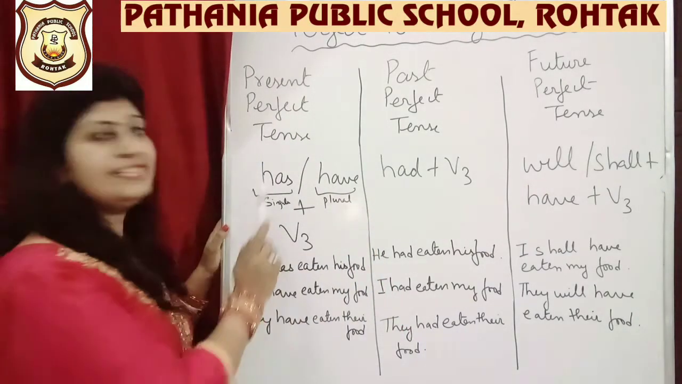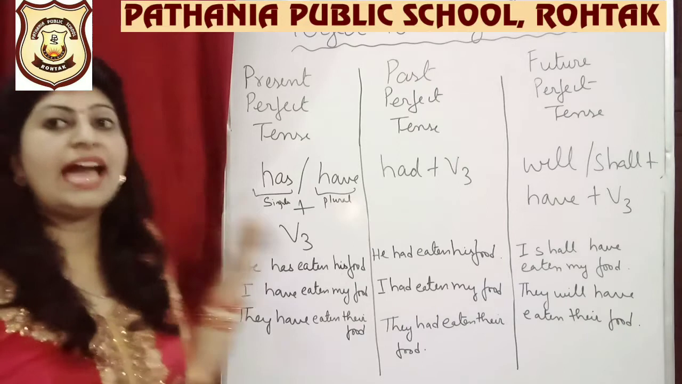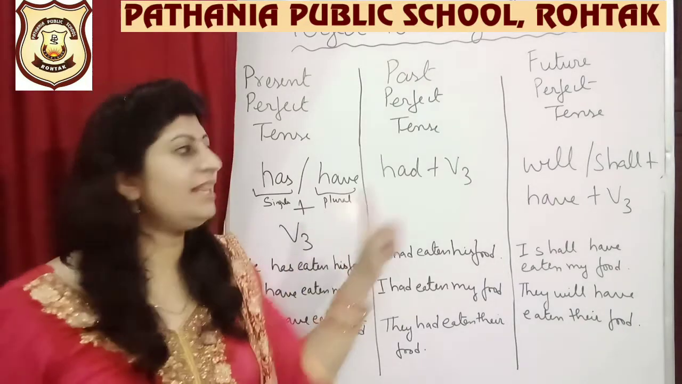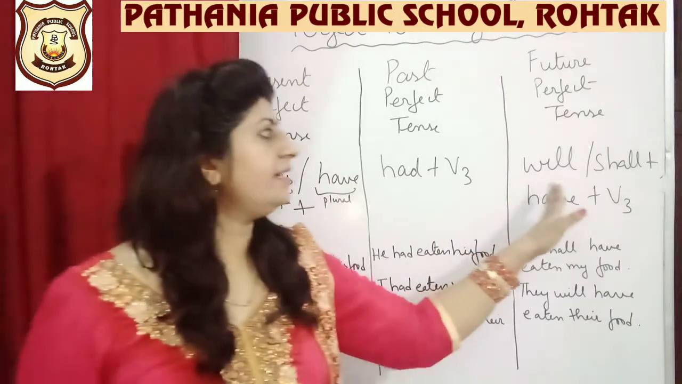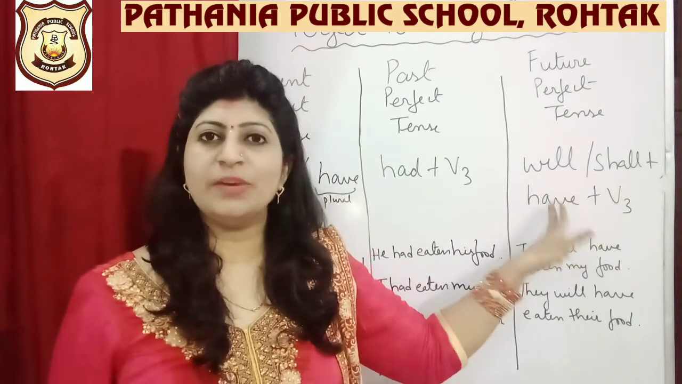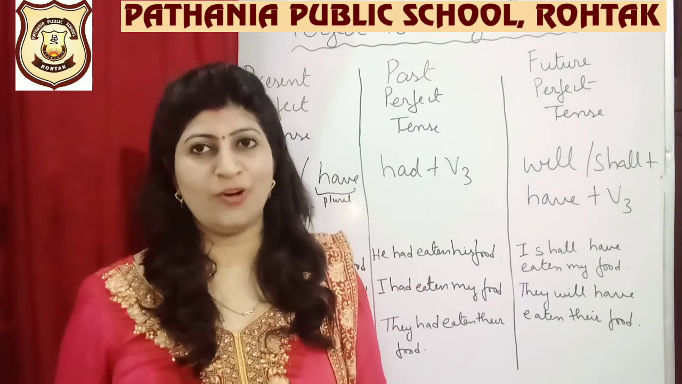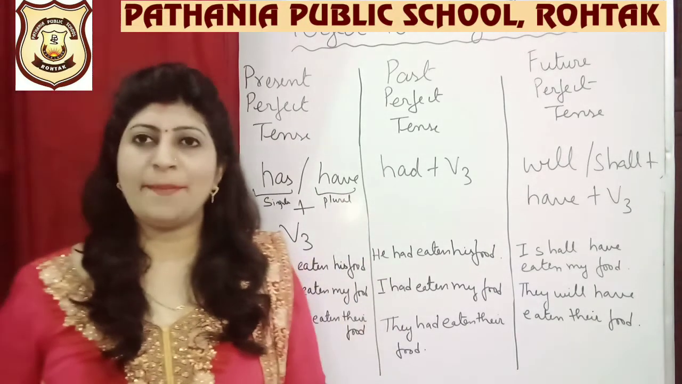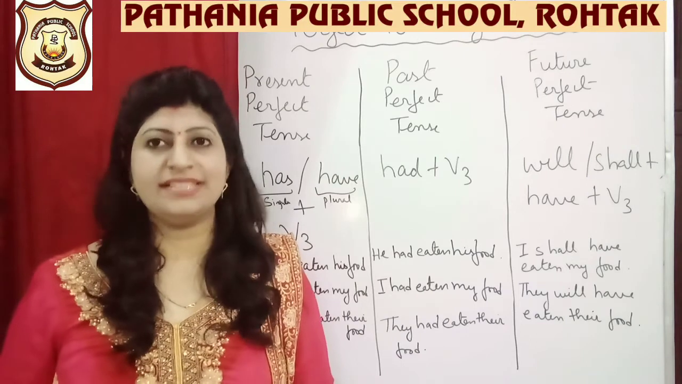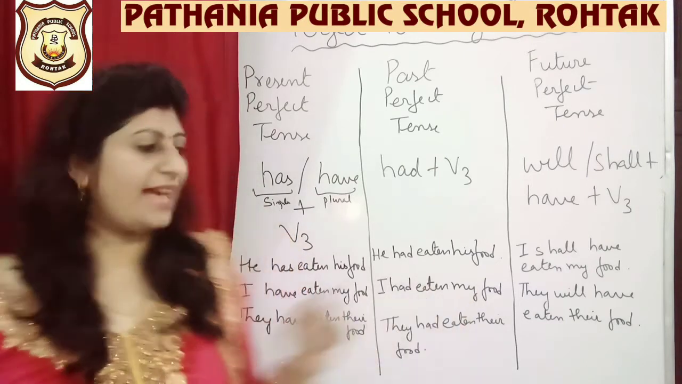And has is used for singular. Have is used for plural. Had is used with all kinds of subjects. And will, shall is also used with all kinds of subjects. I hope it is clear. All the examples are clear. So this was all about your perfect tense. You have seen the examples.